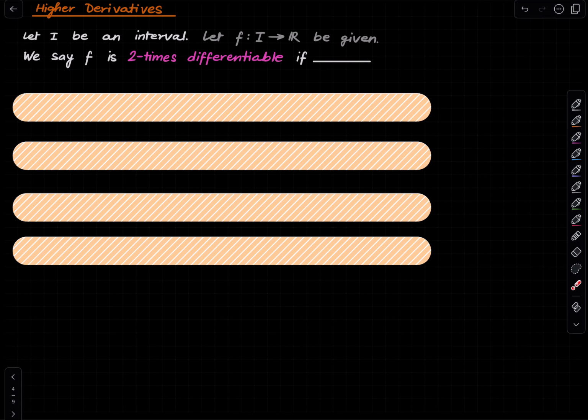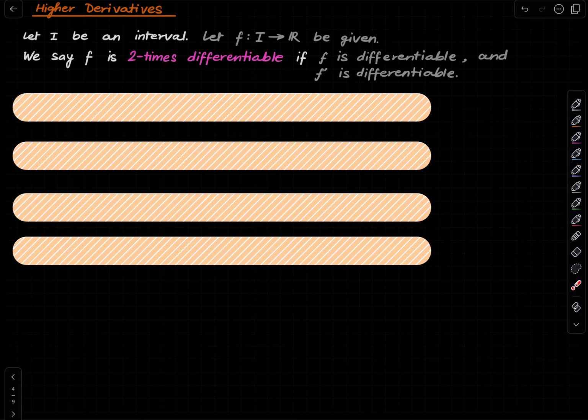We say this function is 2 times differentiable if, first of all, f is differentiable everywhere, that's 1 times differentiability, and f prime is also differentiable everywhere. Right? So if f is a differentiable function, f prime is again a function from the domain of f to the reals, and we can ask for its differentiability. If that also turns out to be differentiable, we call f 2 times differentiable.